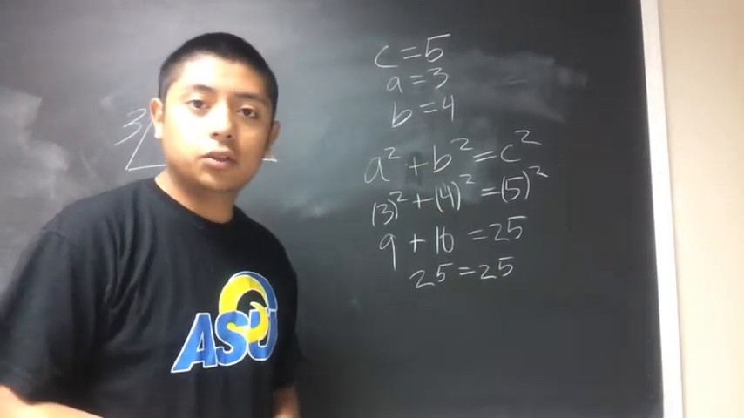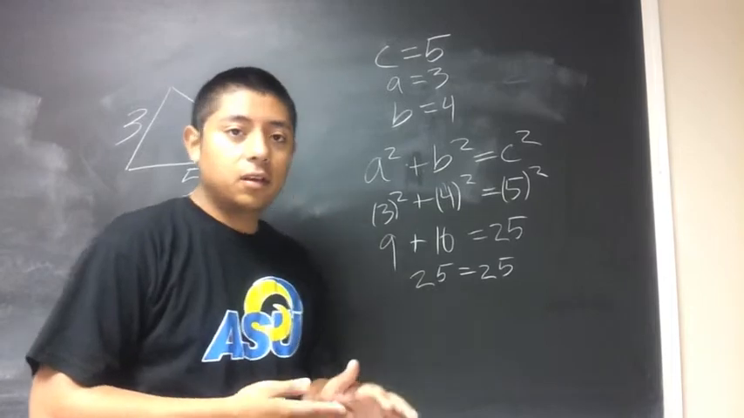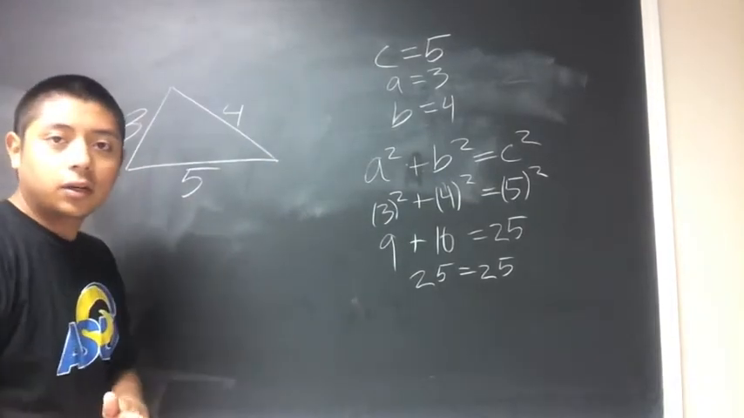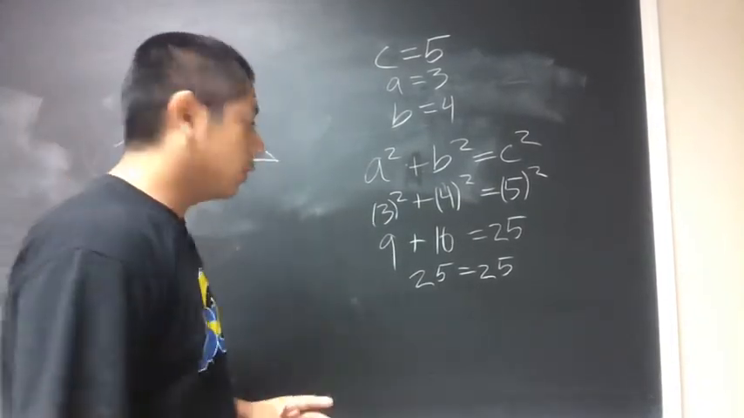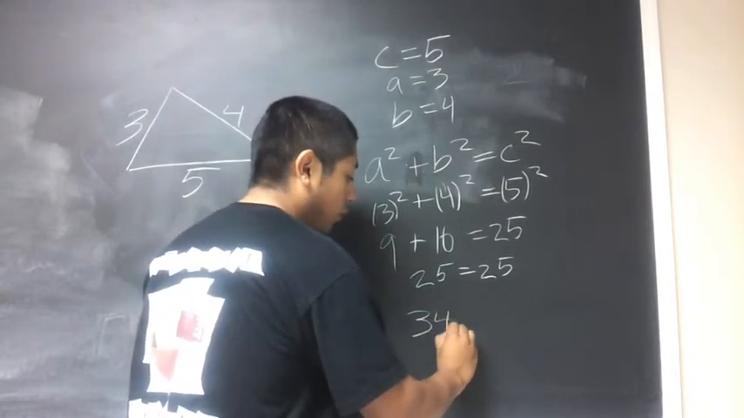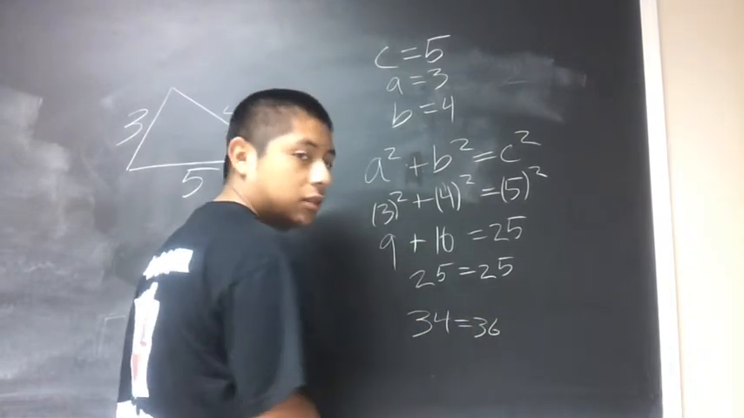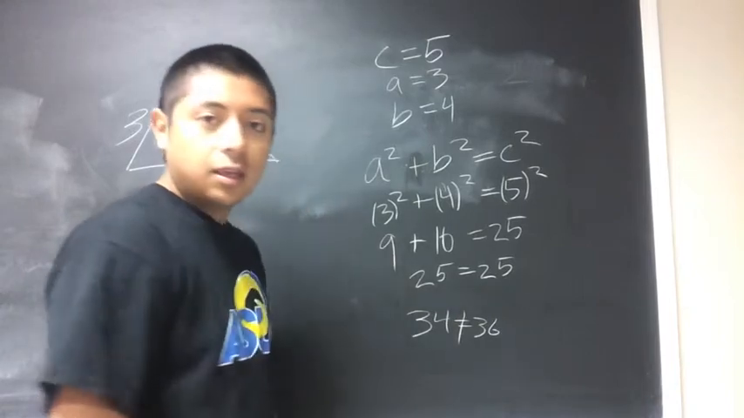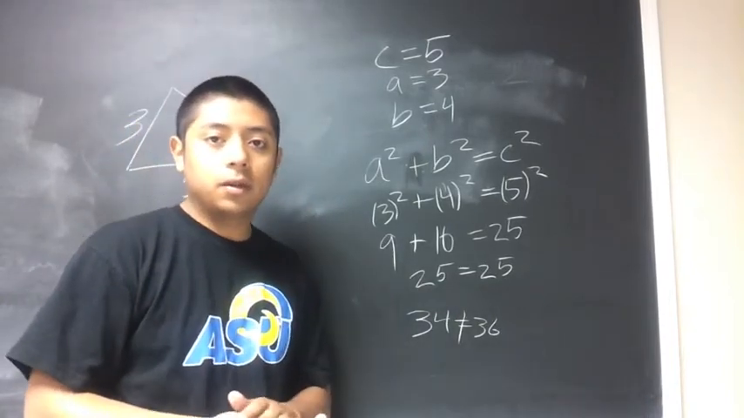And since we got a true statement, 25 equals 25, we know that the given triangle here is a right triangle. If we would have gotten a conclusion of something like 34 equals 36, since we know this isn't true, then that triangle wouldn't have been a right triangle.